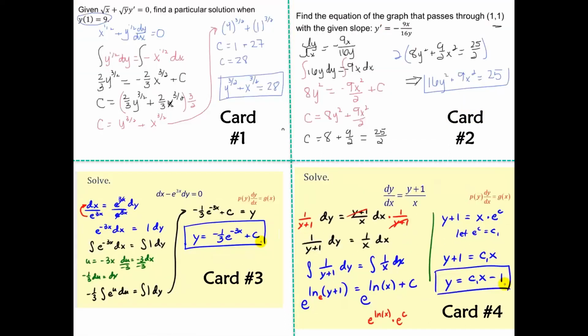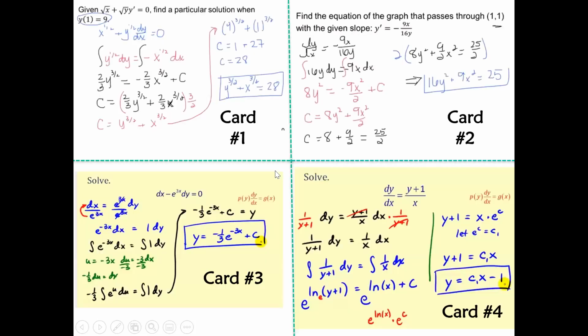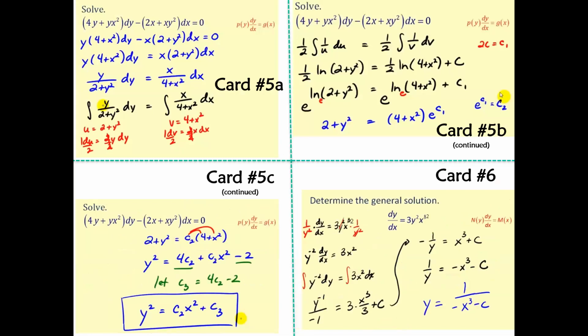And what I want you guys to do with this is, the steps are provided, but specifically what I want you to do is, on a separate piece of paper, analyze the steps of each card. What is a goal that you want to find? List all 5 steps for all the cards, like step 1, step 2, step 3, step 4, step 5, just like I have on examples 4 and 5. What is the tricky part of solving the differential equation by separation? And then what is your level of understanding? So once again, here's card set 1, and set 2.